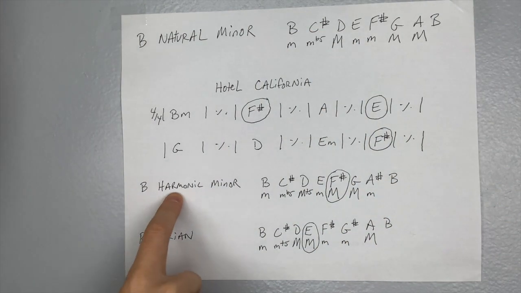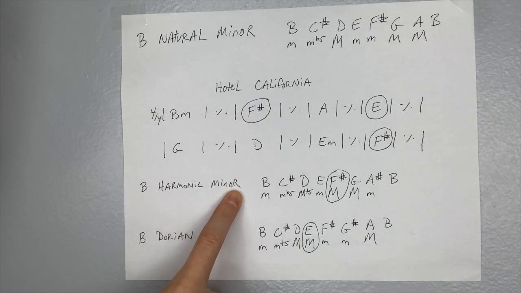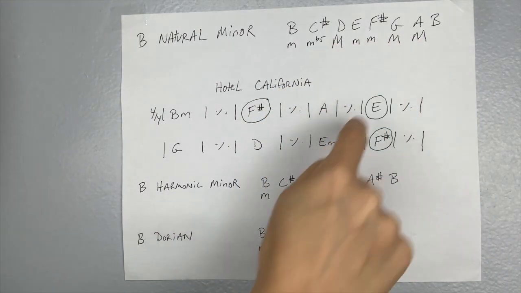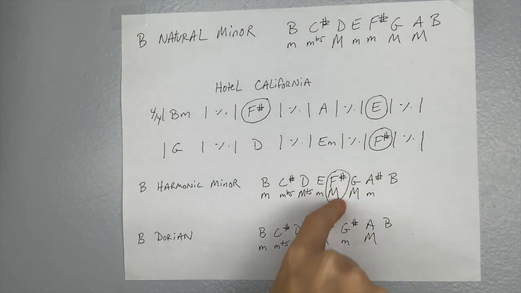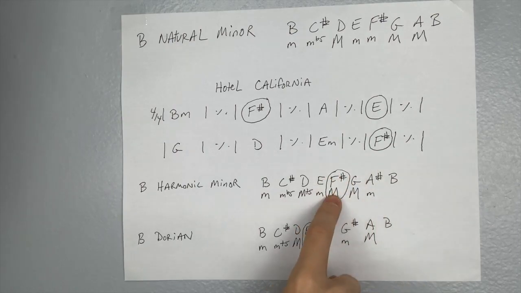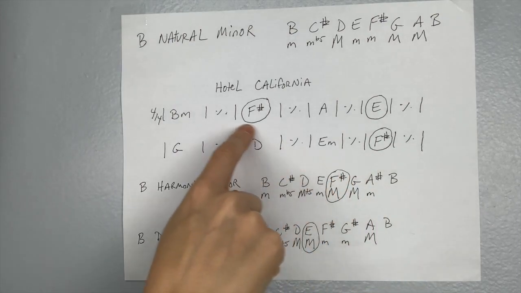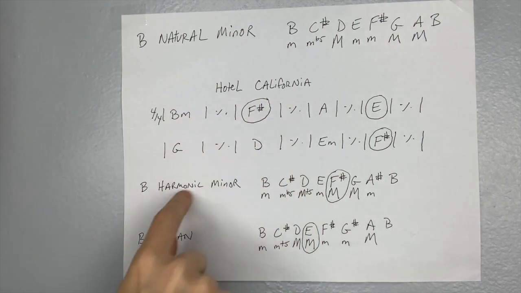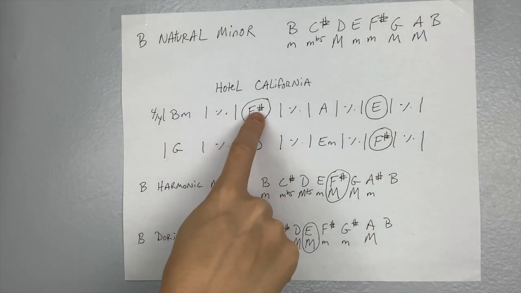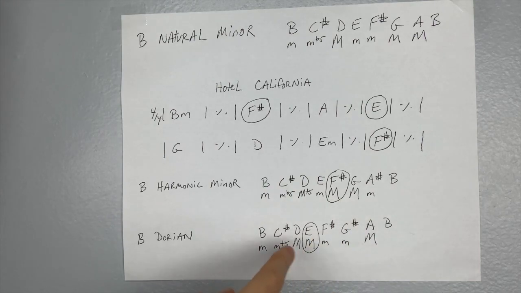If we look at B harmonic minor, it's the same notes as B natural minor, except you have a major 7. You have this A sharp. And also the corresponding chords you get include F sharp major. So when you're transitioning from this B minor to this F sharp, harmonic minor can work really well. So that is used in the solo.